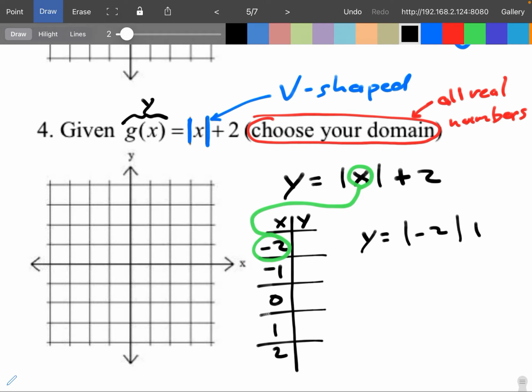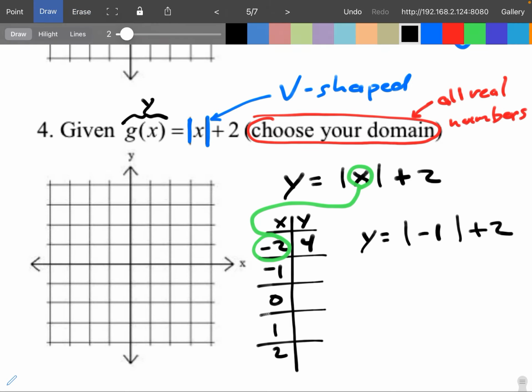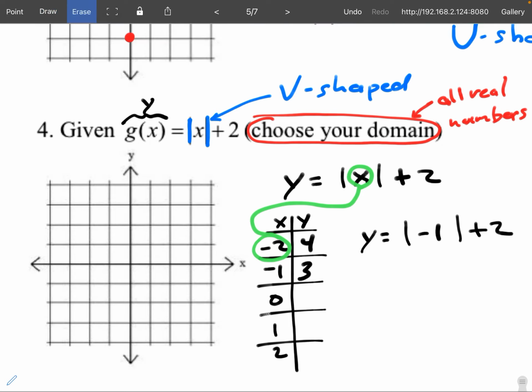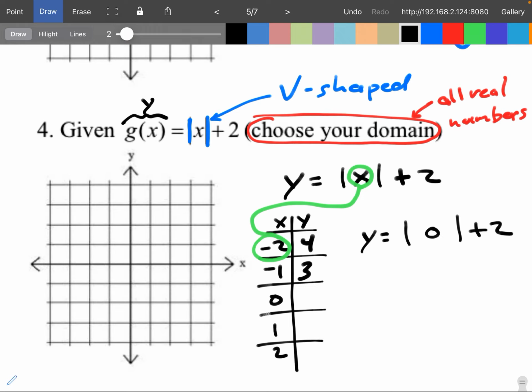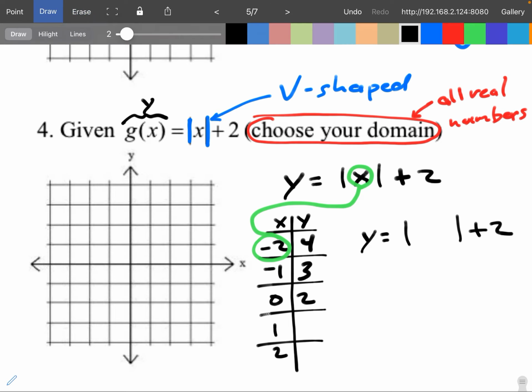All right, let's see what you can do here. So we're going to take -2, and we are going to put it into the absolute value right there for X. So that's going to look like Y equals the absolute value of -2 plus 2. What's the absolute value of -2? 2. 2 plus 2 is? This one's 4. Then we put -1 in. So if we put -1 in, that's our input for X. Absolute value of -1? 1 plus 2? That's 3. Then we're going to put in 0.